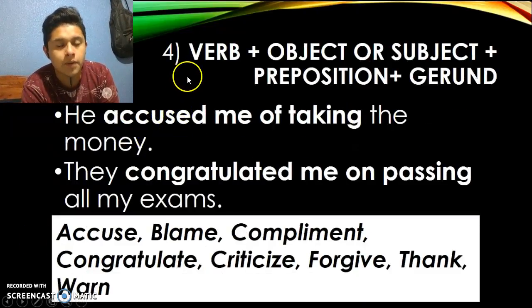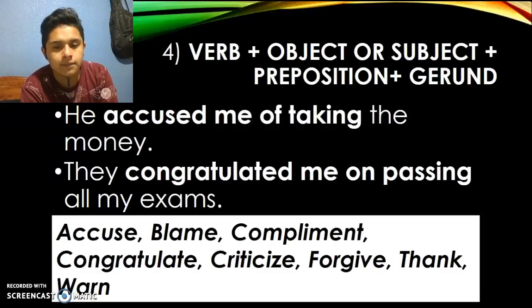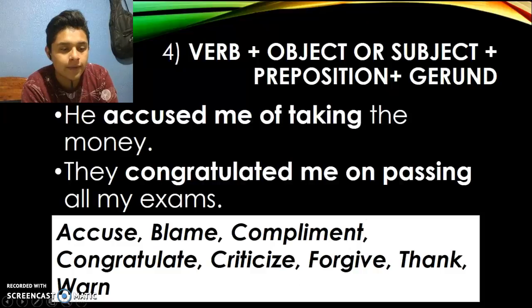Next one, verb plus object or subject plus preposition plus gerund. Examples: he accused me of taking the money. They congratulated me on passing all my exams. As you can notice, we have the verb, the object or subject that in this case is me, the preposition of or on, and the gerund, or the verb in ing. And the verbs that we have here are accuse, blame, compliment, congratulate, criticize, forgive, thank, and warn.